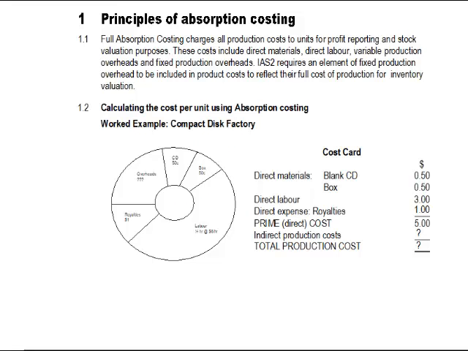Section 1 is about the principles of absorption costing. Full absorption costing means that we're going to charge all of our production costs to our units, and we're going to do that for profit reporting, so in our cost of goods sold, and also for our inventory valuation in our statement of financial position.